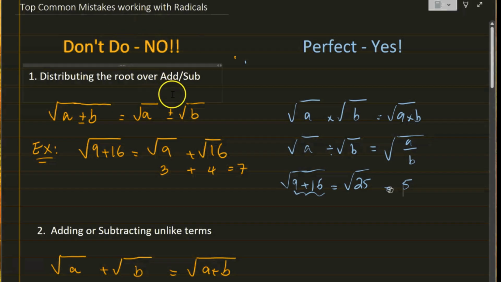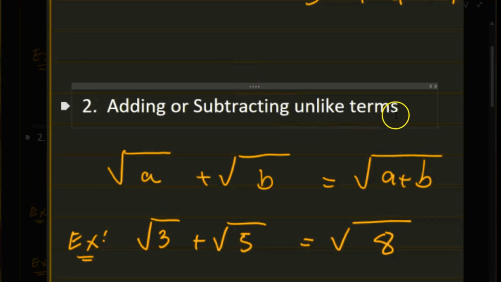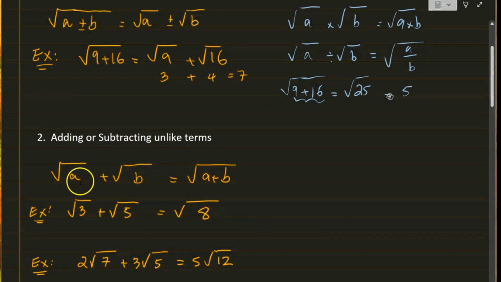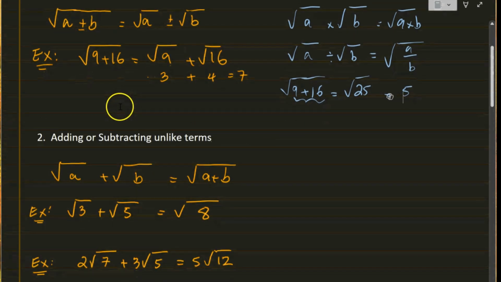All right, next one. Adding or subtracting unlike terms. Aha, this is another one. This is kind of the reverse form of rule number one, distributing the root over addition and subtraction, but one step further. If you have the square root of a plus the square root of b, a lot of students make the mistake of saying that's the square root of a plus b, the same thing as in example one.